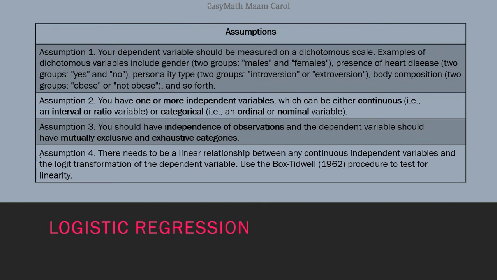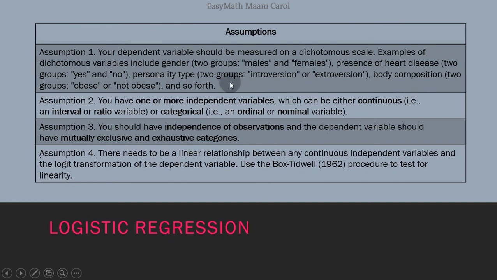These are the assumptions for logistic regression. The first one, your dependent variable should be measured on a dichotomous scale. Okay. Examples of dichotomous are gender, male, female. Kung may heart disease, yes or no. Personality type, kung introvert, extrovert. Body composition, dalawa lang dapat ha. Pag sinabing logistic regression, yung outcome mo, laging dalawa lang yung category. Obese or not obese. Hindi pwede yung sa BMI na merong underweight, obese, overweight, etc.